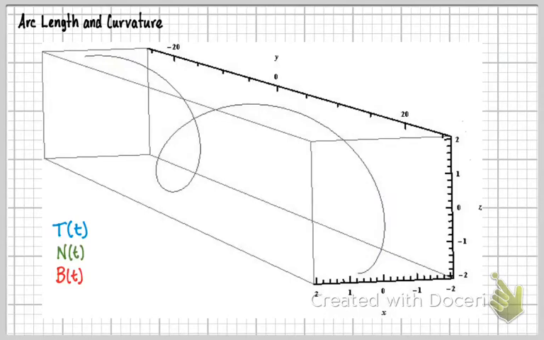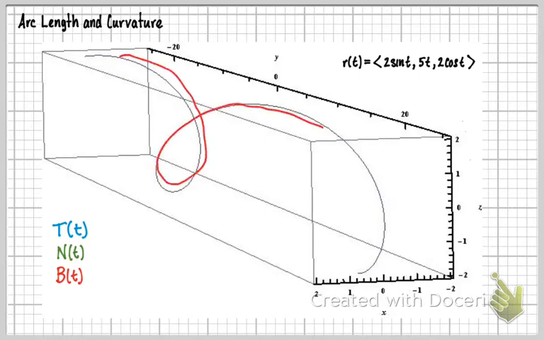Now here I actually graphed that r(t), and the r(t) I'm talking about is r(t) equals 2 sin t, 5t, 2 cos t. So what we're seeing is this helix, but it's a sideways helix. It's just coming around here, flipping around, and kind of going back around. It's going to keep doing it. It's going to keep spiraling, and that's what we're seeing there.